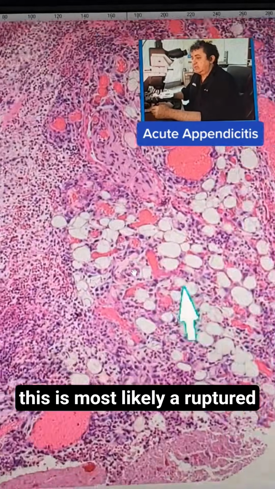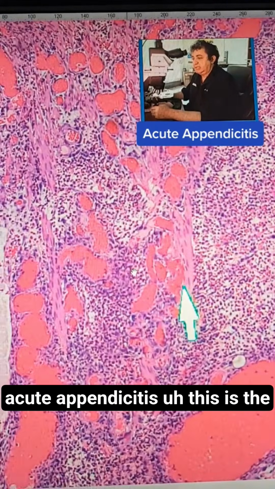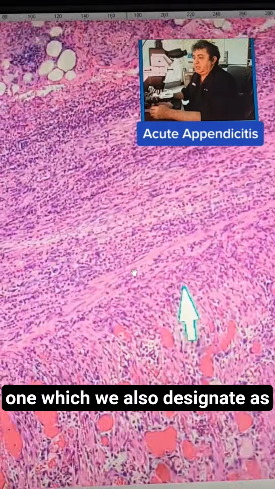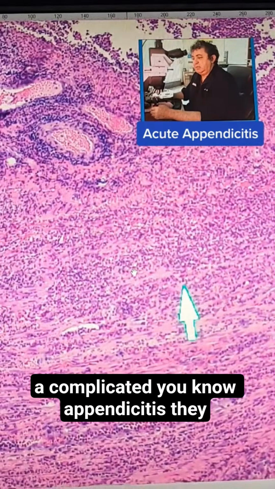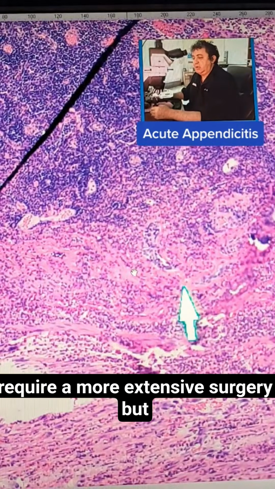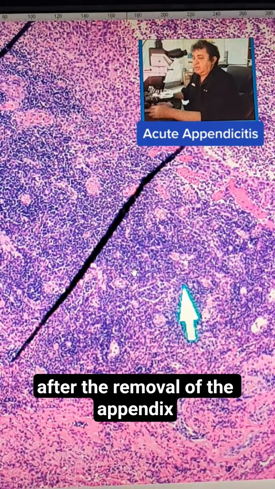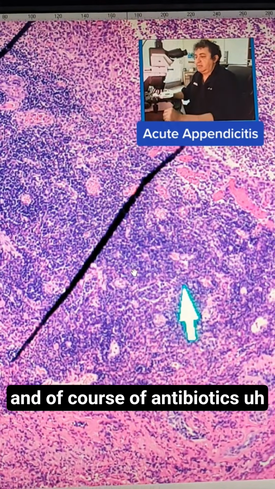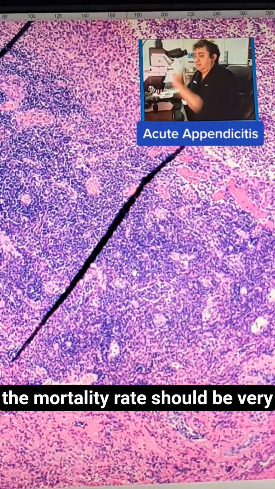So this is most likely a ruptured acute appendicitis. This is the one which we also designate as a complicated appendicitis. They require a more extensive surgery, but after the removal of the appendix and a course of antibiotics, the mortality rate should be very low.